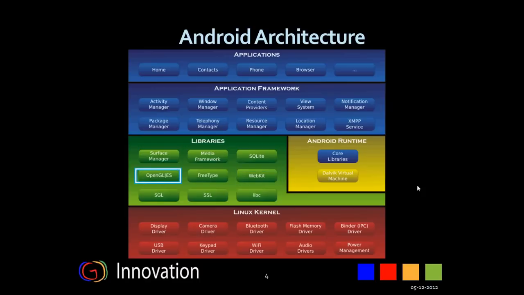OpenGL is used to render 2D or 3D graphics content to the screen. FreeType is used for rendering of fonts. SGL, it stands for Scalable Graphics Library, and it is the graphics subsystem used by Android. SGL is the low-level graphics library implemented in native code that handles rendering. SSL, this library is responsible for secure socket layer communications.